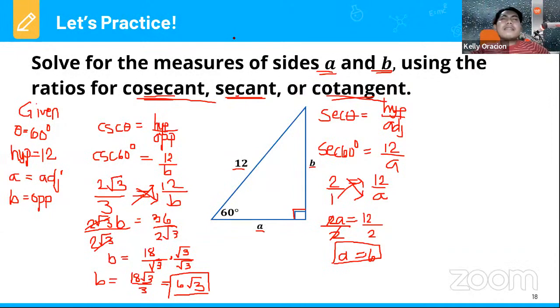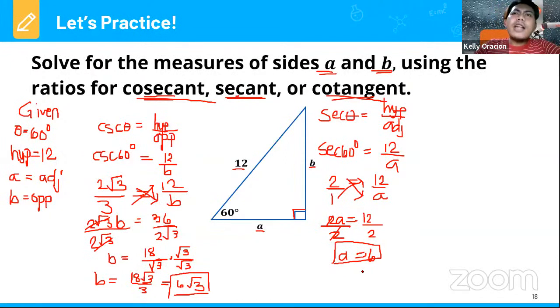Yes. Yes, Ramaho. It's okay lang, Ramaho. You can use that kind of technique, Ramaho. Oo. Okay? Pero take note, Ramaho, that is applicable only pag 30-60 ha, 30-60-90 lang. What if the angle is not 30-60? So, you can use trigonometric ratios.